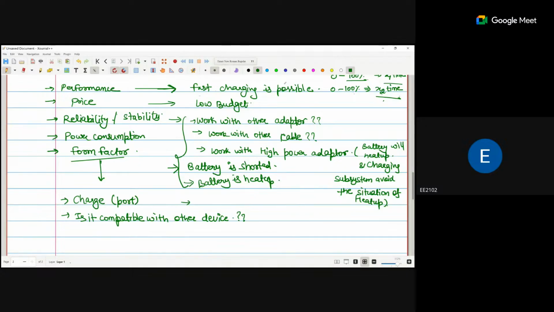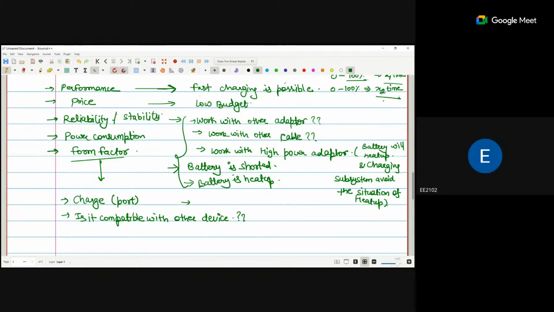The problem with the lightning cable or lightning port is that you can only use that cable. You can't use another cable. Suppose I am in traveling mode and I forget to carry my charger. Where I go, it is not compulsory that they also have an iPhone. So this is the problem that may arise when we go with a non-compatible system. That's why when you design a subsystem, it is important that your system is compatible.